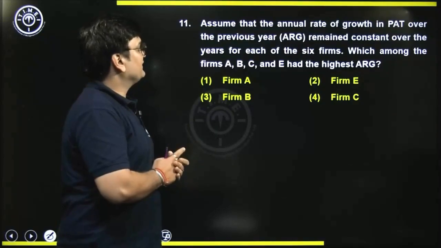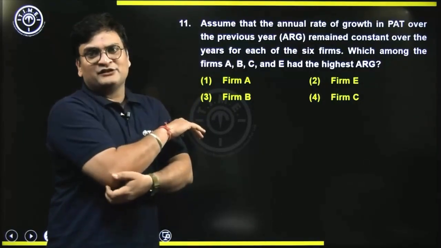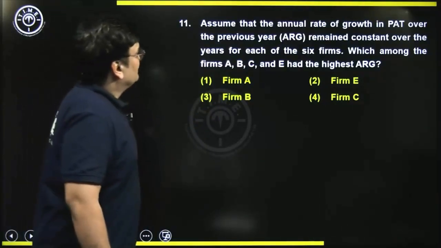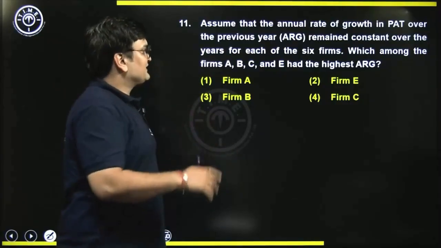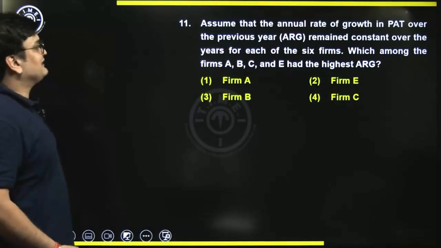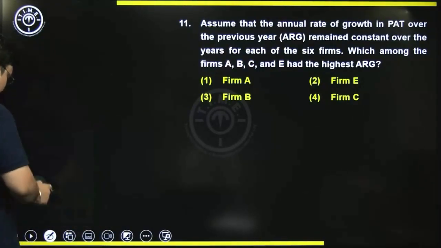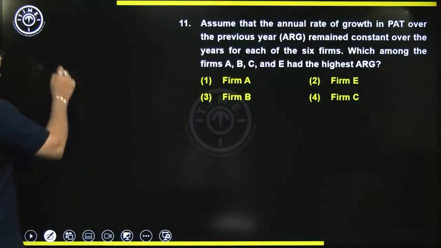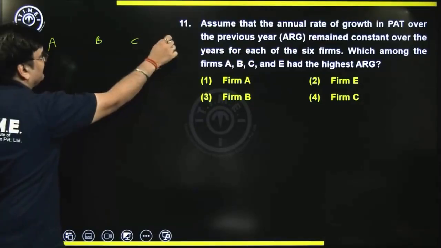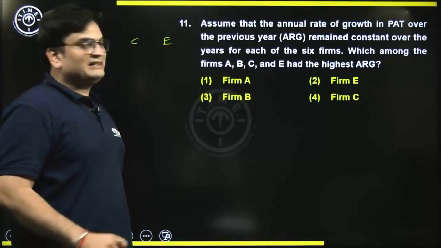over the years for each of the 6 firms. So the PAT annual percentage increase rate was fixed over the years for each of the 6 firms. Which among the firms A, B, C and E had the highest ARG?